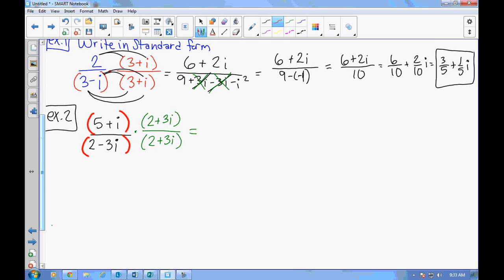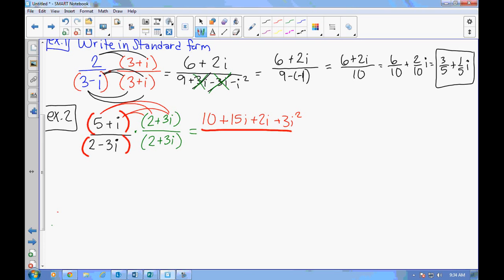Kayla, what did you get on the top when you multiplied 5 plus I times 2 plus 3I? Okay, so that's the 5. Now you need to distribute the I in. I times 2 and I times 3I. Plus 2I. Good. So I times 3I is 3I squared, because I times I will be I squared.